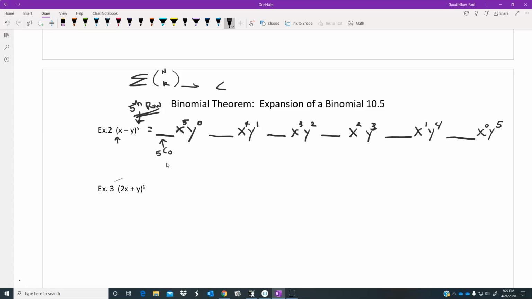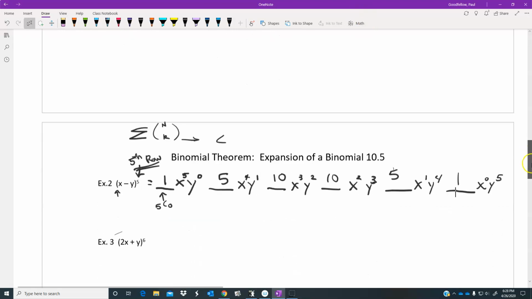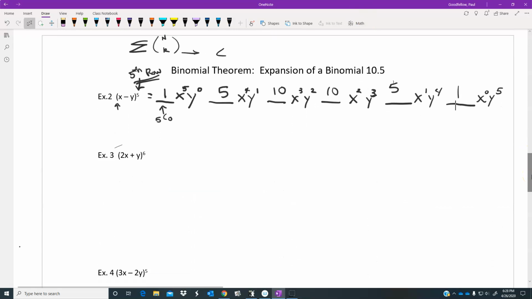Now that's the reason why we wrote it in that other section, is that Pascal's triangle row right there could be really super helpful. And it turns out that 5 choose 0 is 1, and this is 5, and that's 10, and that's 10, and that's 5, and that's 1. And that's exactly what the coefficients would have turned out to be if I had gone ahead and done this whole entire thing foiled out.